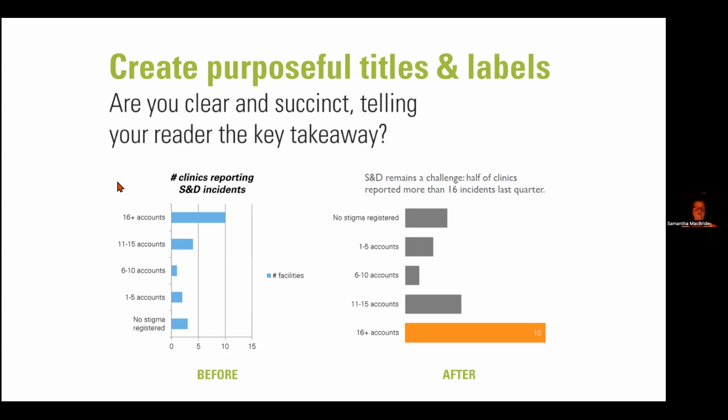And so rather than having the information presented like this, it's presented in more of a sequential fashion from 0 to 16 plus, going down rather than up. And it's also emphasizing what is really striking about this data, and it's taking out extraneous backgrounds.